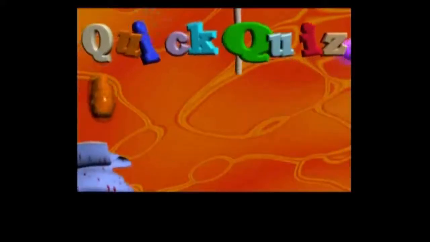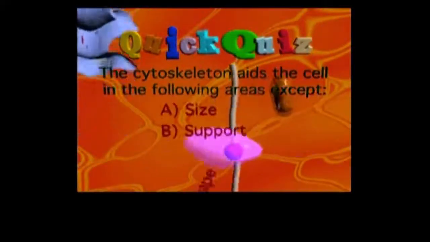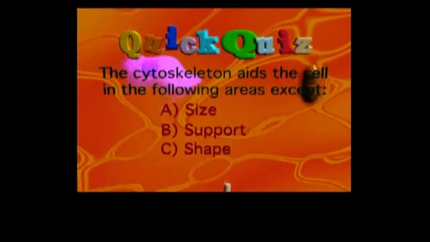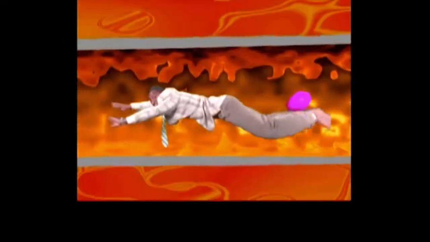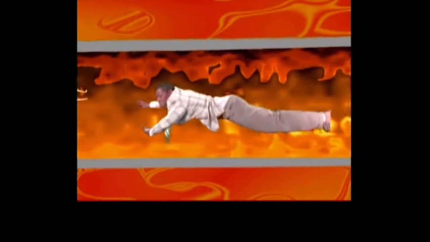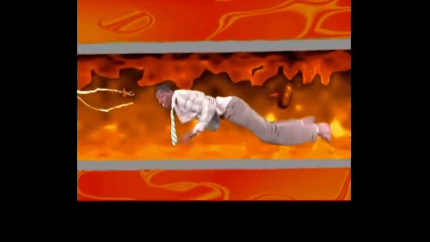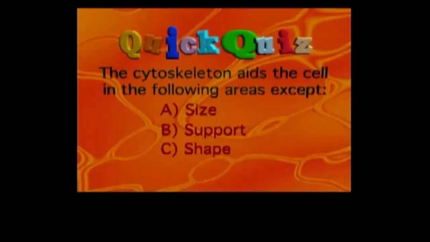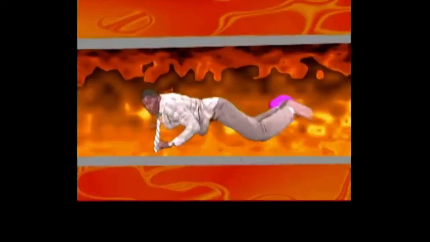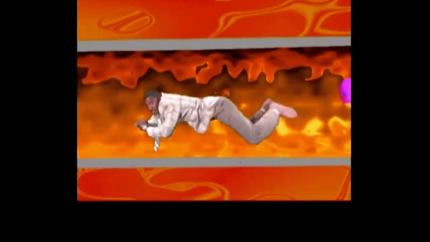The cytoskeleton aids the cell in the following areas except A, size, B, support, or C, shape. Take a second to think about it. You think you got an answer? Well, we know that the cytoskeleton provides support, shape, and strength to the cell. Therefore, the answer is A. The cytoskeleton does not determine the size of the cell. All right, guys. Let's go back and see how Ryan's doing.